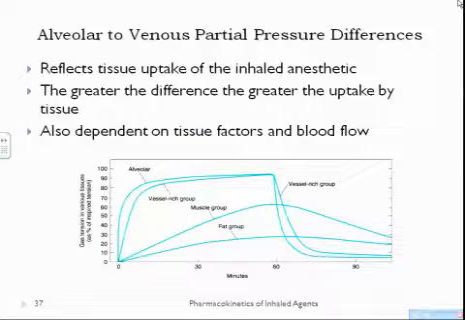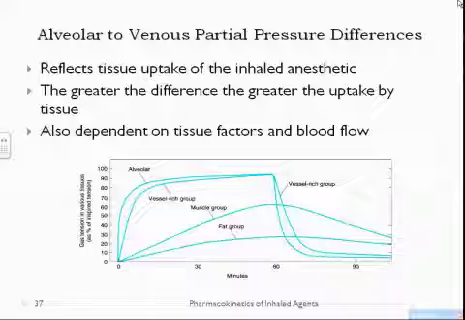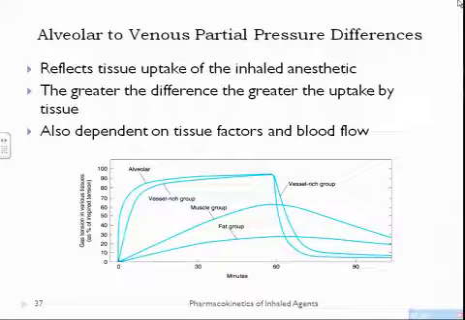If you look at your alveolar to venous partial pressure differences, these reflect tissue uptake of the inhaled anesthetic. What you're looking at is how much gas is coming back. If you have a large amount of uptake by the tissue, what happens to the induction? It slows down, because the alveolar pressures are going to be continually pulled out. So the faster you get venous concentrations to go up, the faster the induction is going to be.